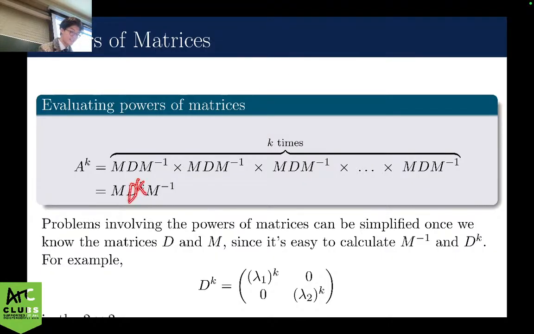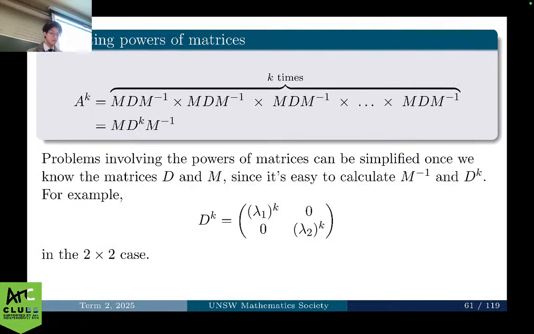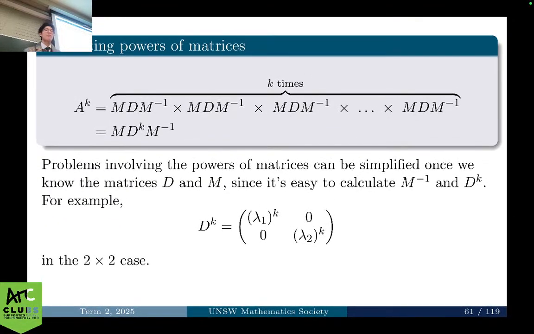We have D^k, and then we are left with the M at the start and the M inverse at the end, just with a little bit of grouping. This is the identity matrix. And so, if we have any problem involving the powers of matrices, we can simplify it with this method. For example, if we have D, this is an eigenvalue, and this is another eigenvalue, we find that D to the k is just the eigenvalues taken to the power k in the 2 by 2 case.